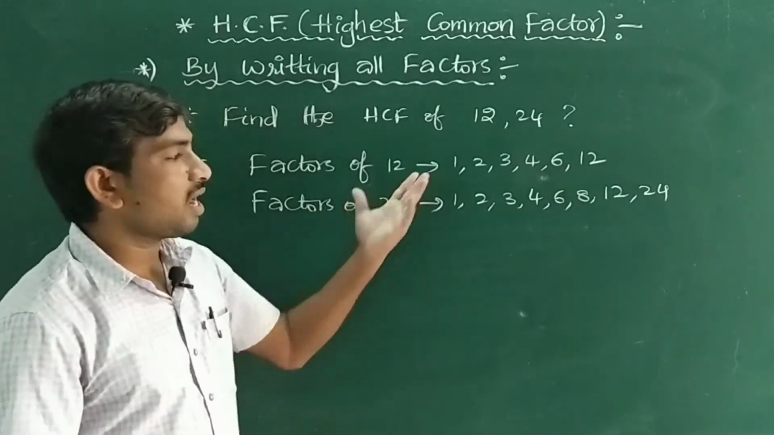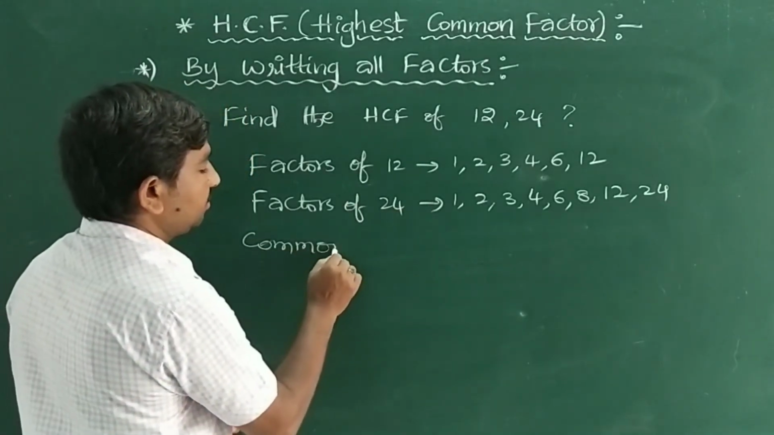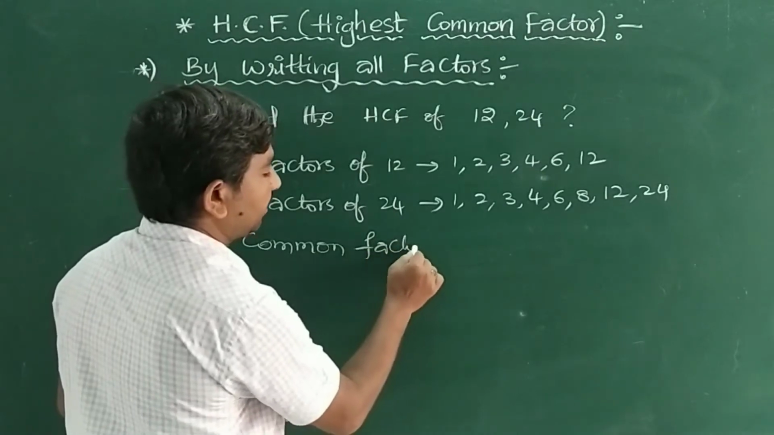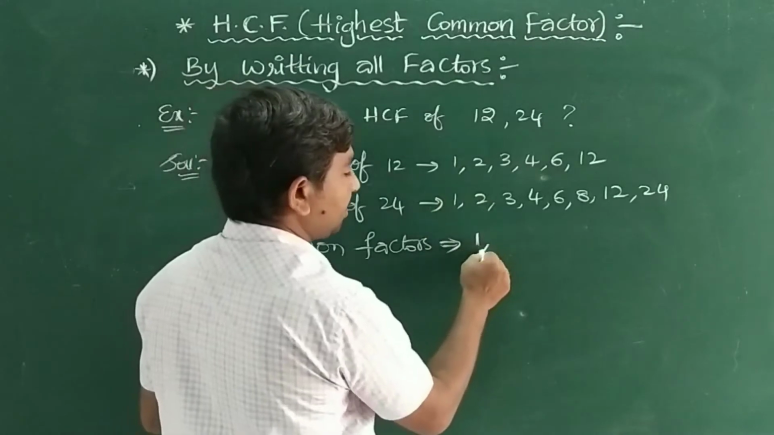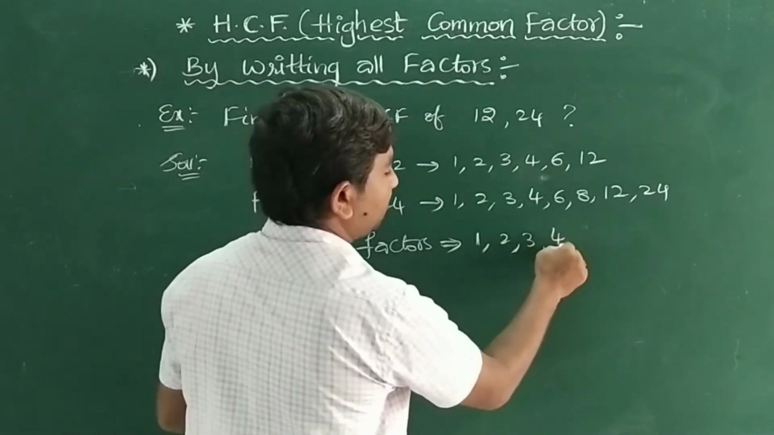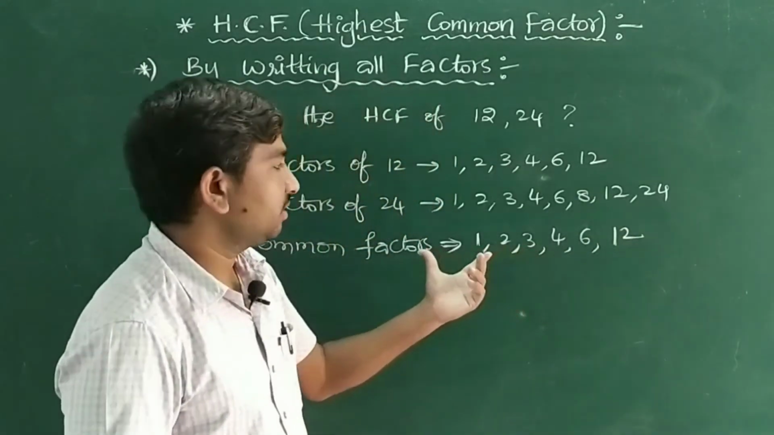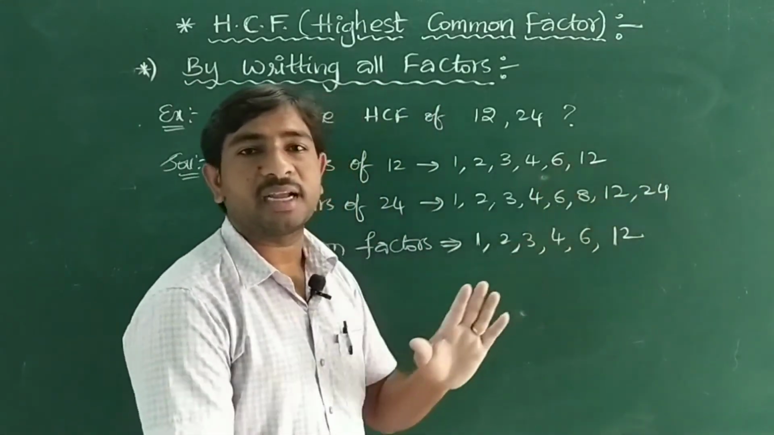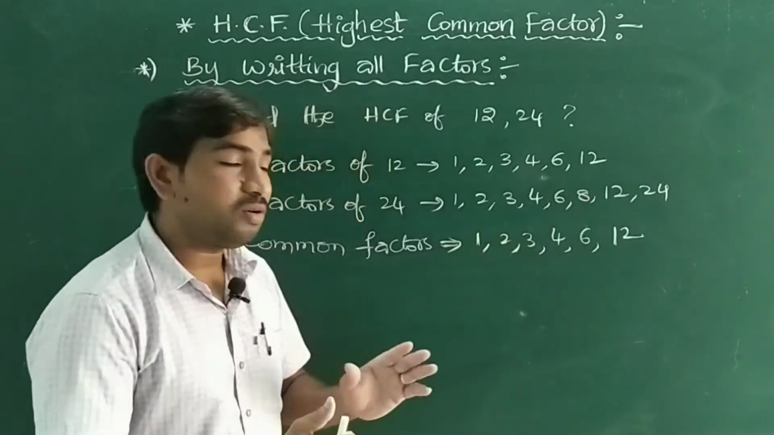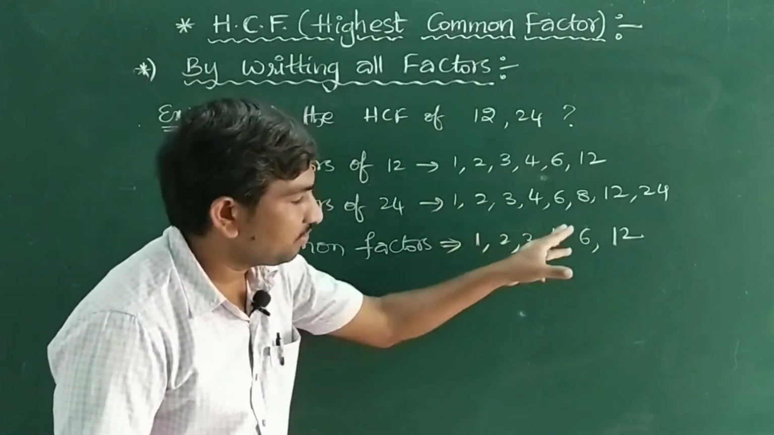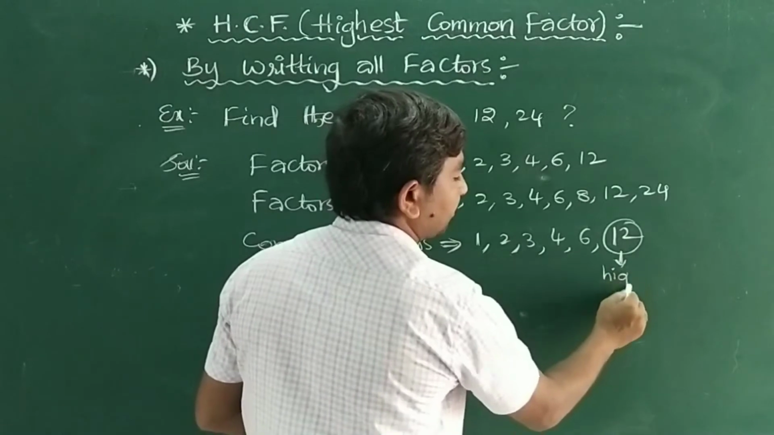Now write the common factors from these two. What are the common factors? 1, 2, 3, 4, 6, 12. These are the common factors, right? 8 and 24 are not common factors. Now if you observe, what is the highest common factor from these? 12. This is the highest one.